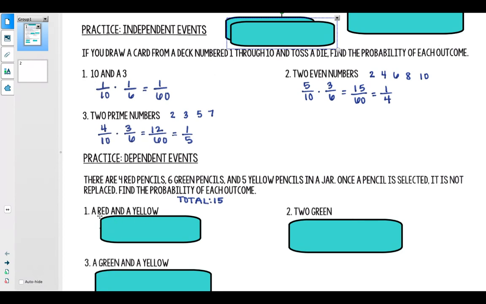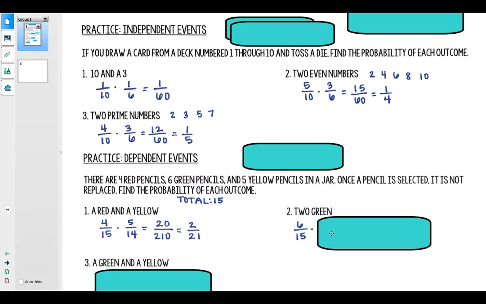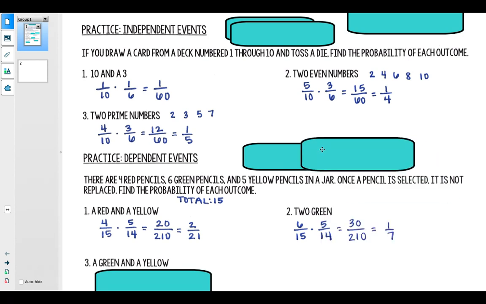So the probability of choosing a red is going to get me 4 over 15. But now there's only 14 pencils in the jar. So the probability of choosing a yellow is going to be 5 over 14. When I multiply the numerators and denominators together, I get 20 over 210, which simplifies down to 2 over 21. In problem number 2, what's the probability of picking a green pencil and then another green pencil? So here what we're looking at is the probability of choosing a green pencil is going to be 6 over 15. But now I have 1 less green pencil. So now I'm going to have a total of 5 green pencils with 14 of them in the jar. When I multiply, I get 30 over 210, which is going to simplify down to 1 over 7.